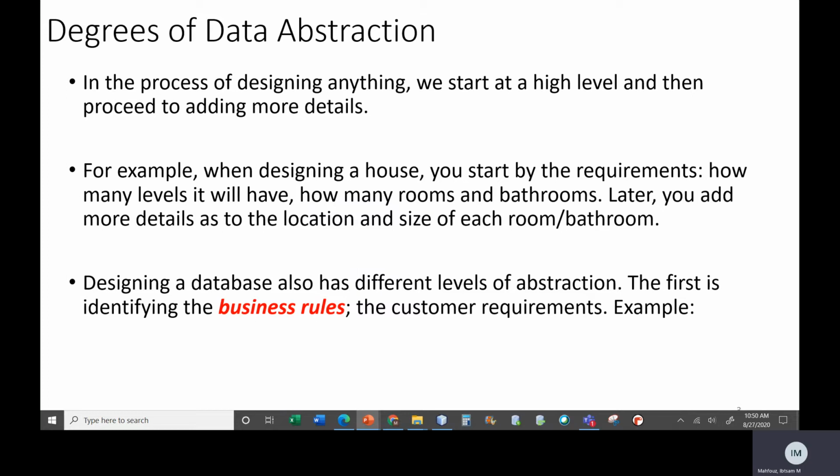So when we want to design a database, the first thing we want to do is identify the business rules. We need to talk to a lot of people and see what their requirements are. So for example, if you come to MCC and start talking to different people, you will find that they have different requirements. A student will want to know what courses are offered, what's the credit, what's my GPA, what do I need to graduate. A faculty will need to know different pieces of information.